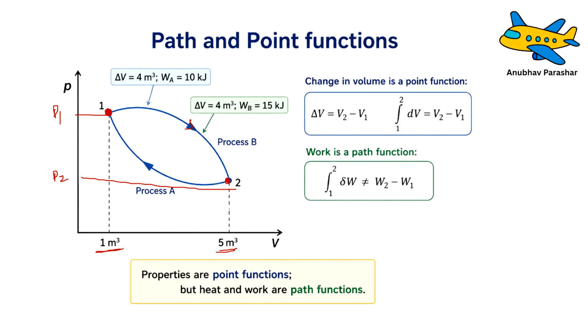Now, if you want to talk about volume, delta V is V2 minus V1. Directly, you can write it this way. Or you can also say the integration of dV from 1 to 2 is equal to V2 minus V1. So change in volume you can directly calculate by subtracting the volume at point 1 from the volume at point 2, right? That is why it is a point function. And since you can write it this way, it is an exact differential.